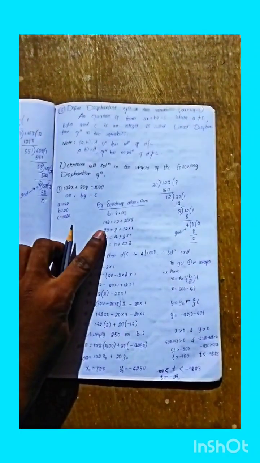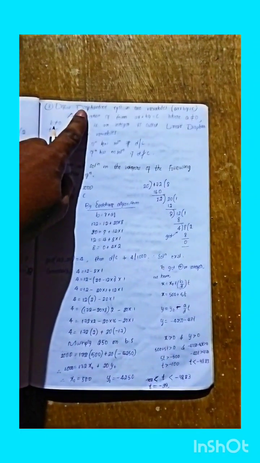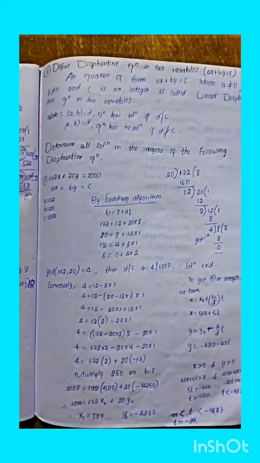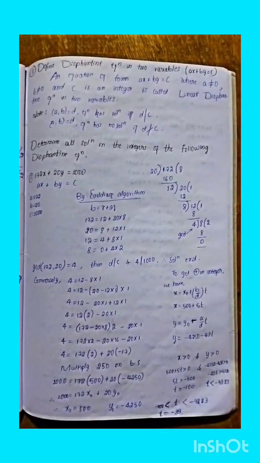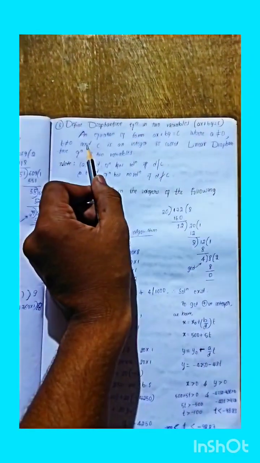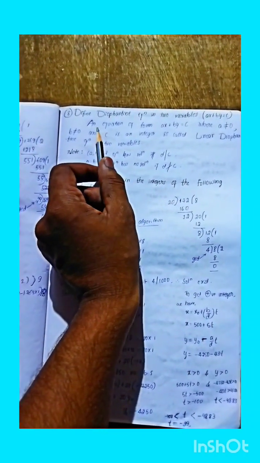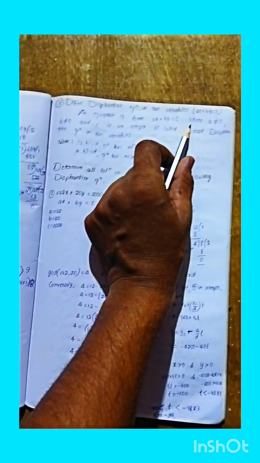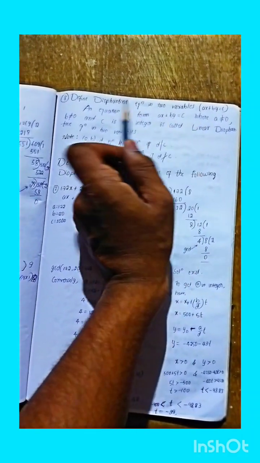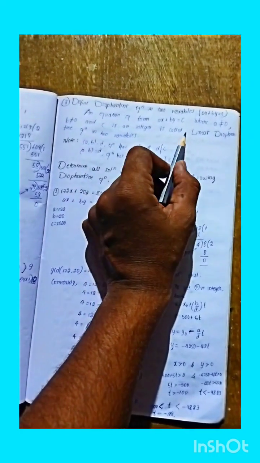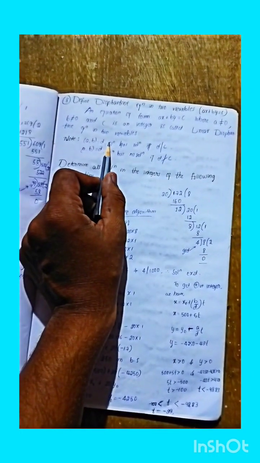So now we learned about the Diophantine equation in two variables. It is also called the linear Diophantine equation, which is in the form of ax plus by equals c. So what is a Diophantine equation? An equation in the form of ax plus by equals c, where a is not equal to 0 and b is not equal to 0 and c is an integer, is called a linear Diophantine equation in two variables.